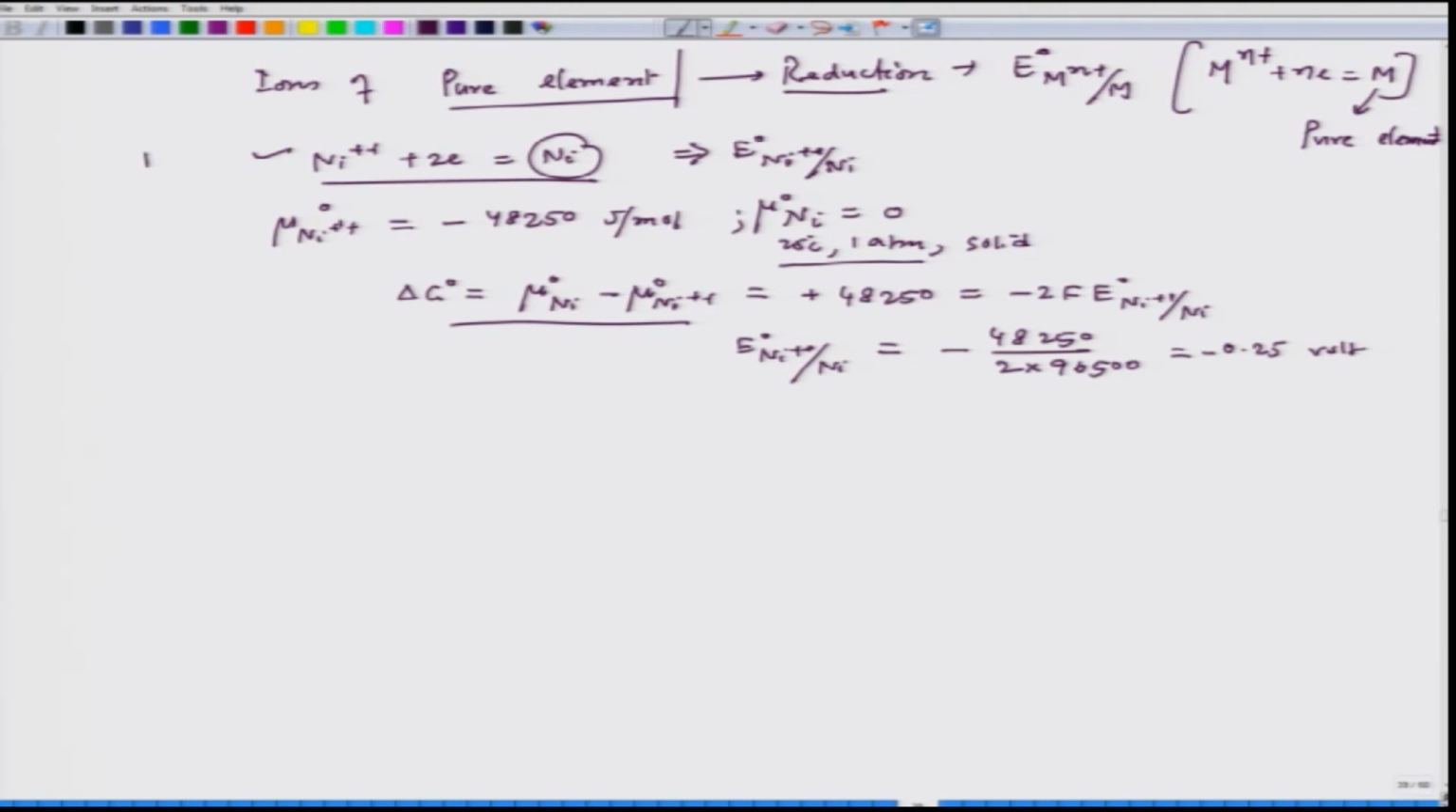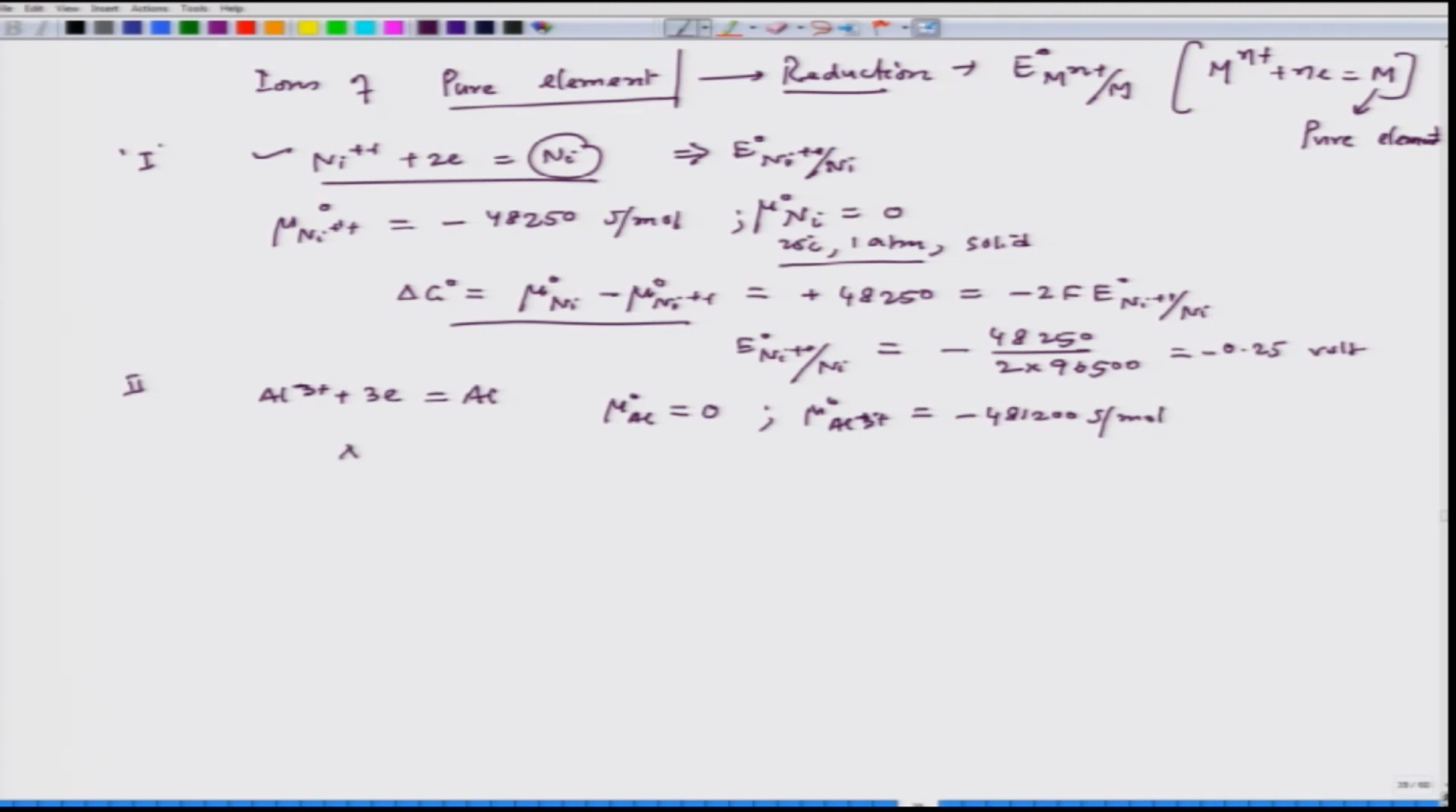Similarly, this is a reaction, this is one example. Let us say example 2, aluminium: Al3+ + 3 electrons equal to Al. Here also mu 0 of aluminium in standard state is considered as 0, and mu 0 of Al3+ is equal to minus 481,200 joule per mole.